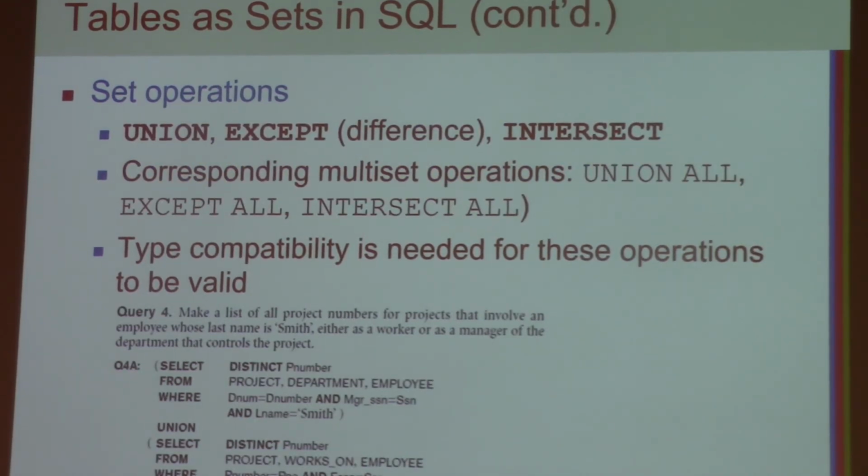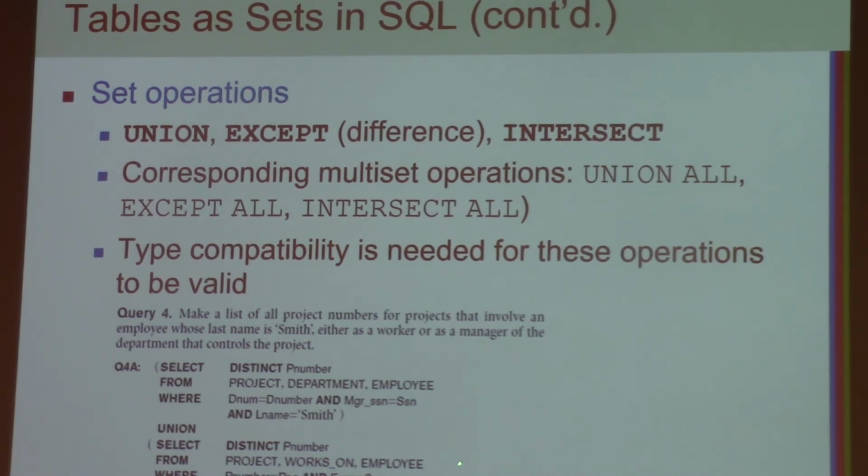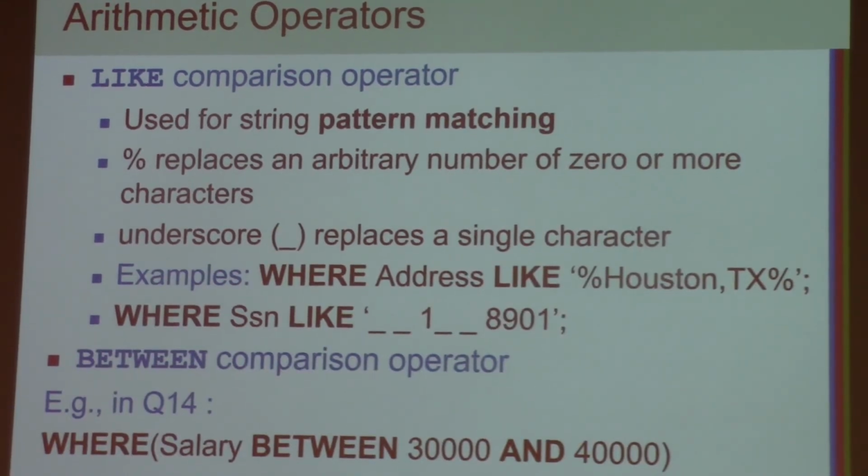Okay. Then for the set operation, you can use the union for the two of them. At this time, you should be careful about type comparability, not exactly the same. Type comparable means the same number of attributes, and their types should be comparable data types. So that is type comparability.